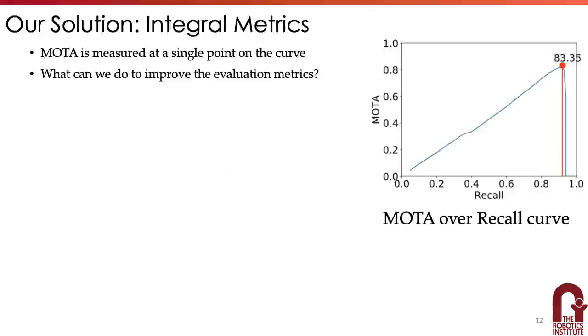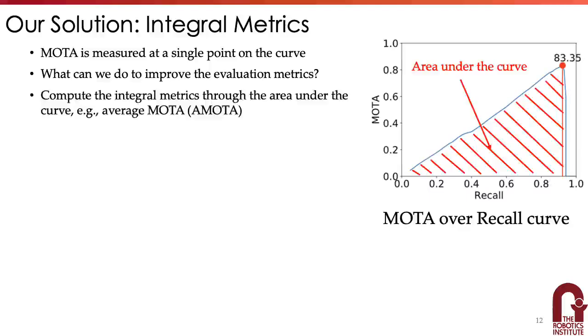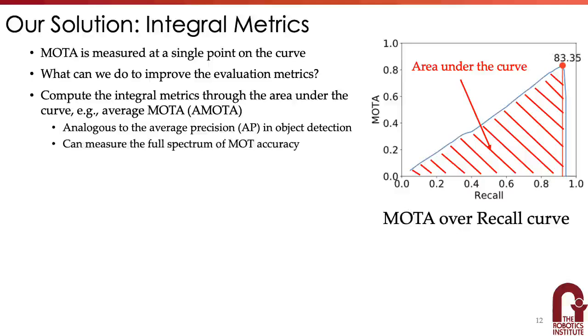Okay, now we know that MOTA measured at a single recall point is not ideal, so what can we do to improve it? Our solution is to compute the integral metric by measuring the area under the curve, as shown in the shadow of the figure. We call this new integral metric average MOTA or AMOTA. AMOTA is analogous to the average precision metric widely used in object detection. Also, AMOTA can account for all the points on the curve. In other words, it can reflect the full spectrum of the MOT accuracy.